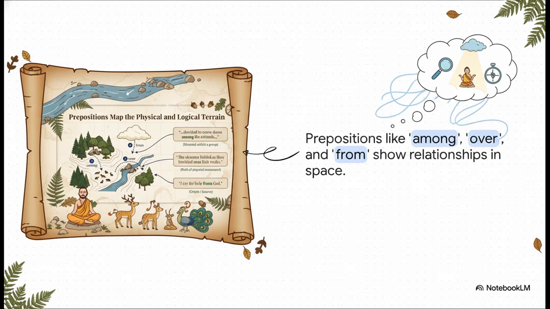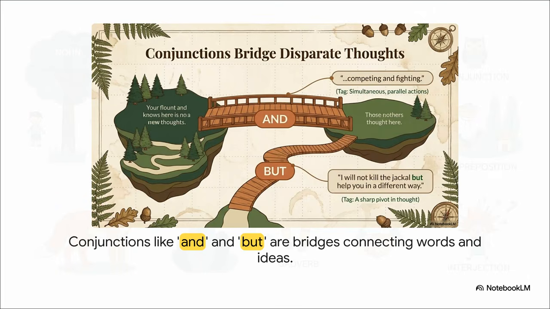And what about conjunctions? Well, they're joining words. The word and joins two ideas that are similar, like competing and fighting. But the word but joins two ideas that are different or opposites, like I will not kill the jackal, but help you. See that little bridge it builds?